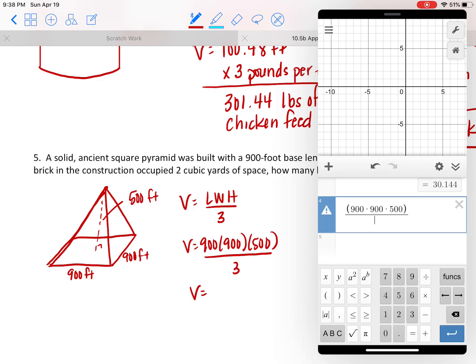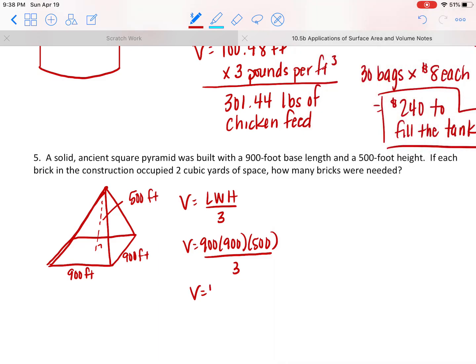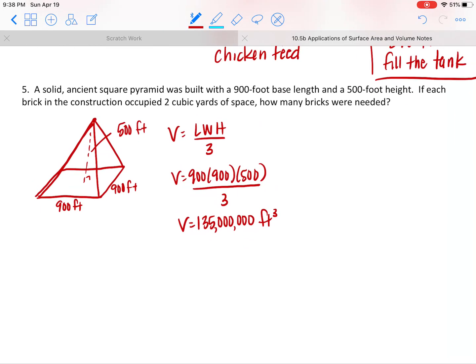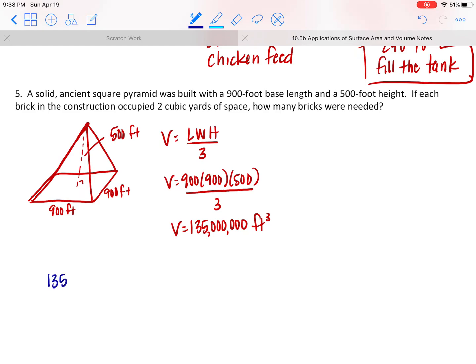That's going to be a big number. Let's see. 900 times 900 times 500, all divided by 3. That's 135 million. 135 million, and those were feet, so cubic feet. Okay, now it says that each brick in the construction occupied 2 cubic yards. So we're going to have to make another conversion here from feet cubed to yards cubed.